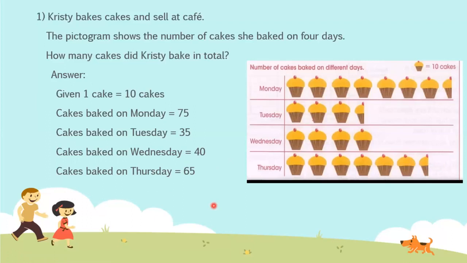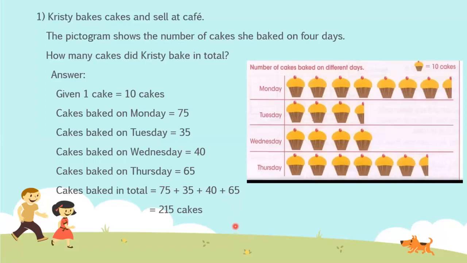Now it's very easy to find the total number of cakes baked. How? Just sum up the number of cakes baked on different days. So cakes baked in total gives you 75 plus 35 plus 40 plus 65, which gives you a total of 215 cakes. Is this clear? This is your very first question. Hope it is clear for you.